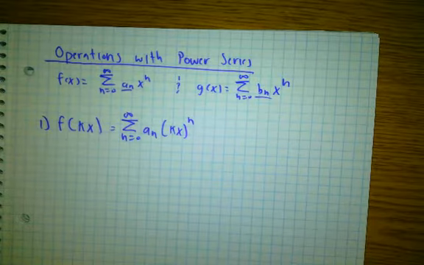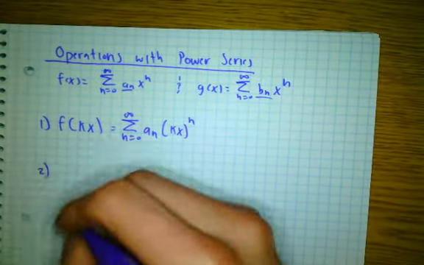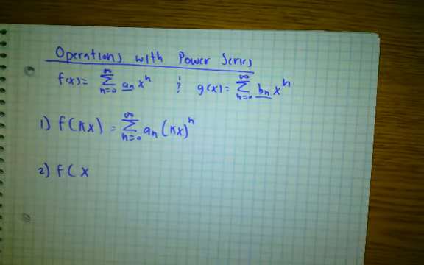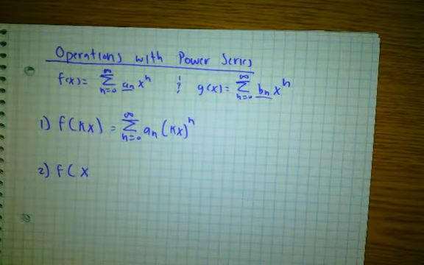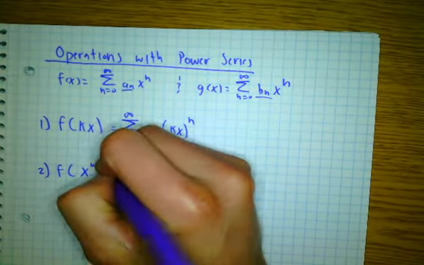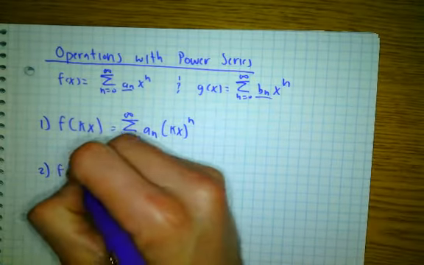Cool? Alright, number 2. What if you have something like this? x to the, I don't know, let me pick a letter that we don't use a lot in series. What would be a good letter? W. Double W. Let's see. Okay, f of x to the w power. Cool? What do you think I can do?